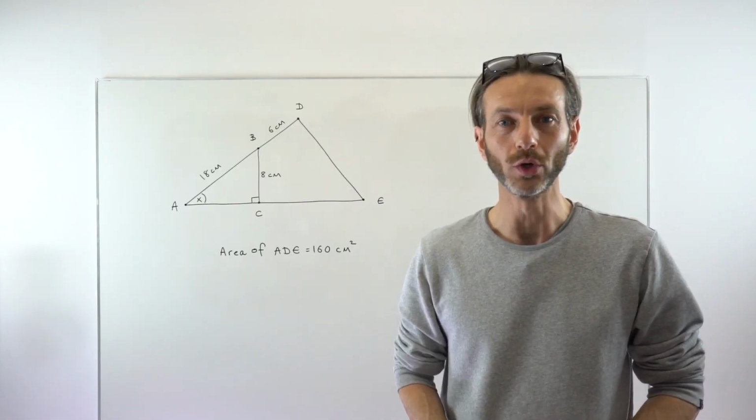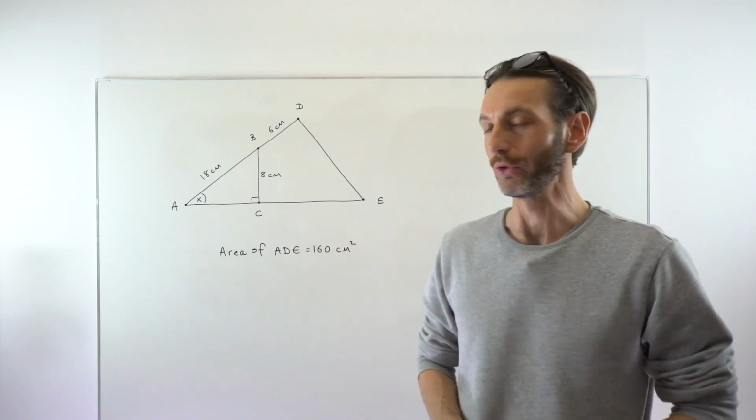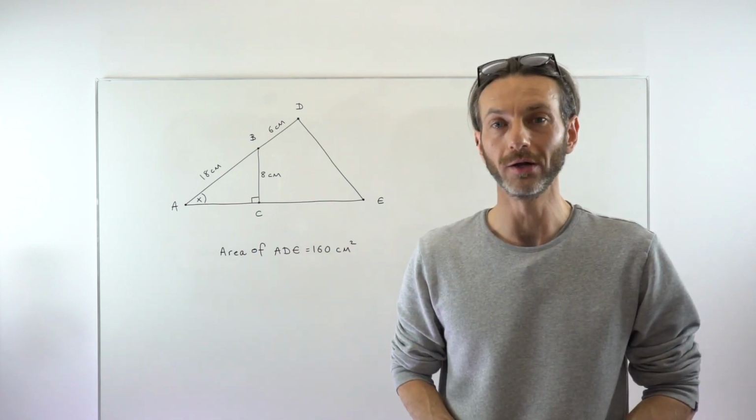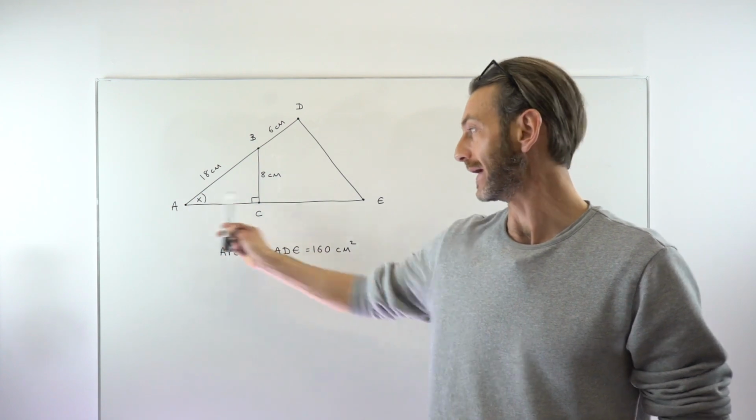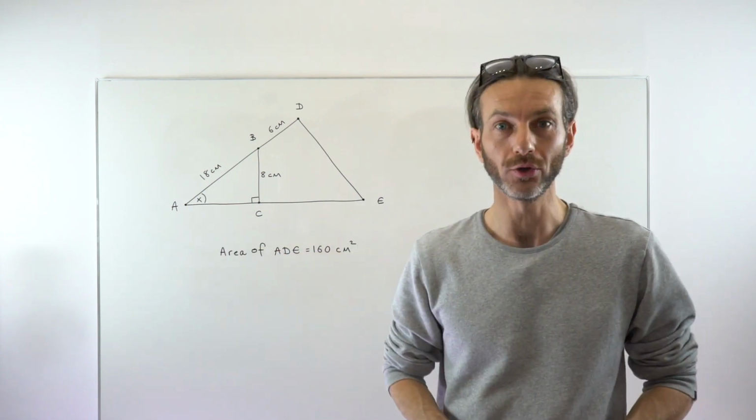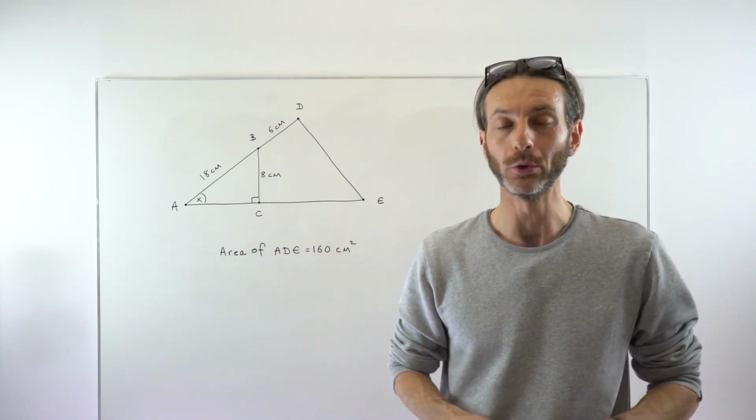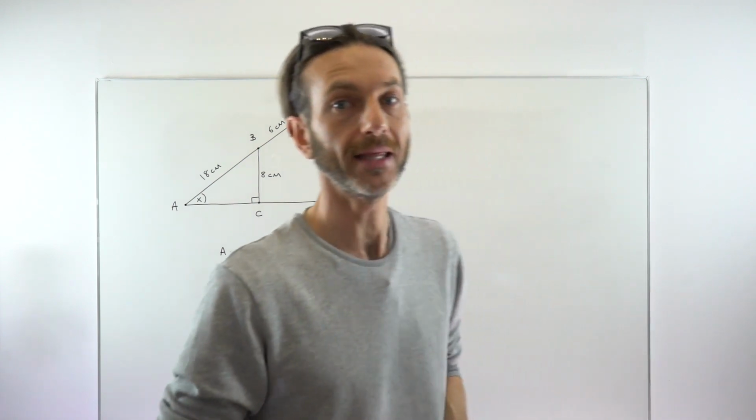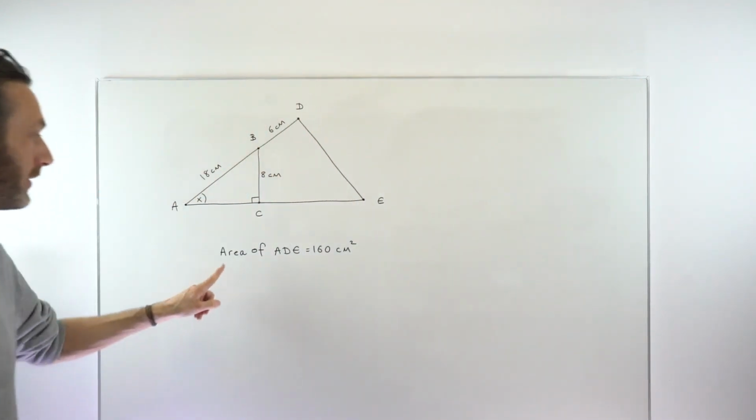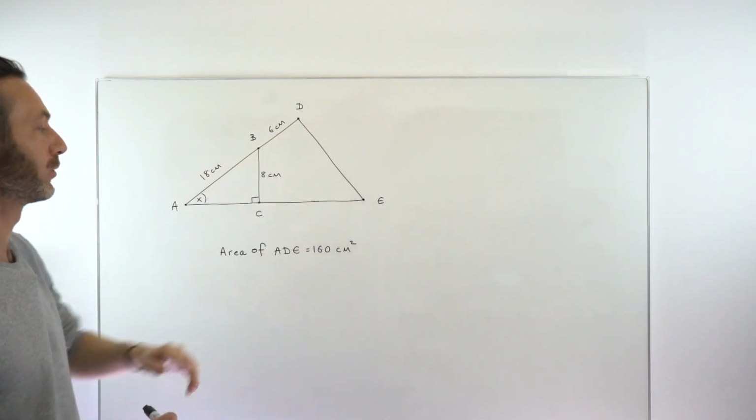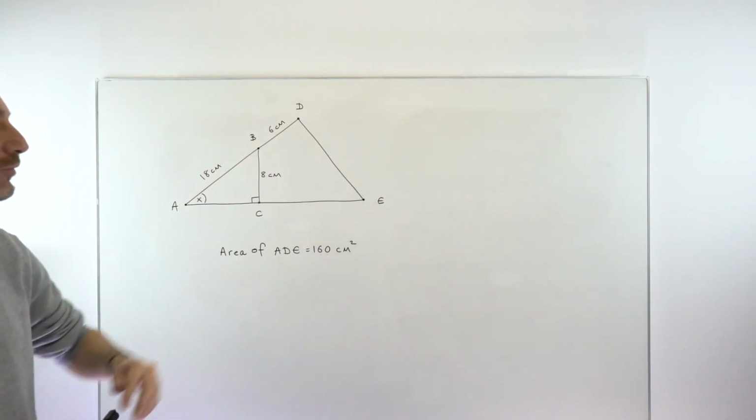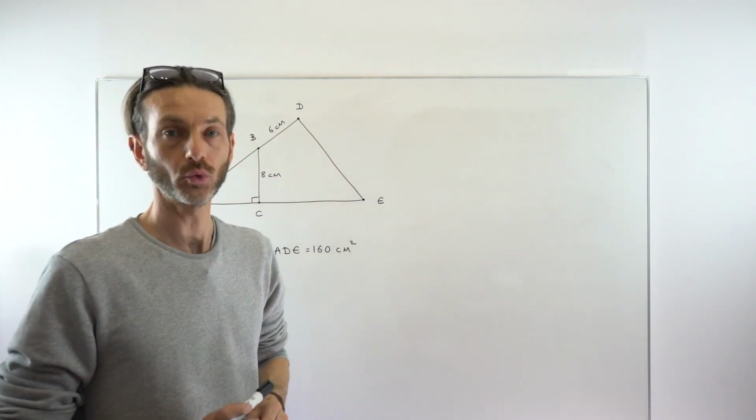In question 15, we're given this slightly tricky looking non-right angle triangle, and we're asked to work out the length of A to E. Not an easy question to interpret, that's probably why it's the final question in the paper, but the key thing to pick up on here is that they're giving us the area of the total triangle, the area of ADE, which is 160 centimeters squared.